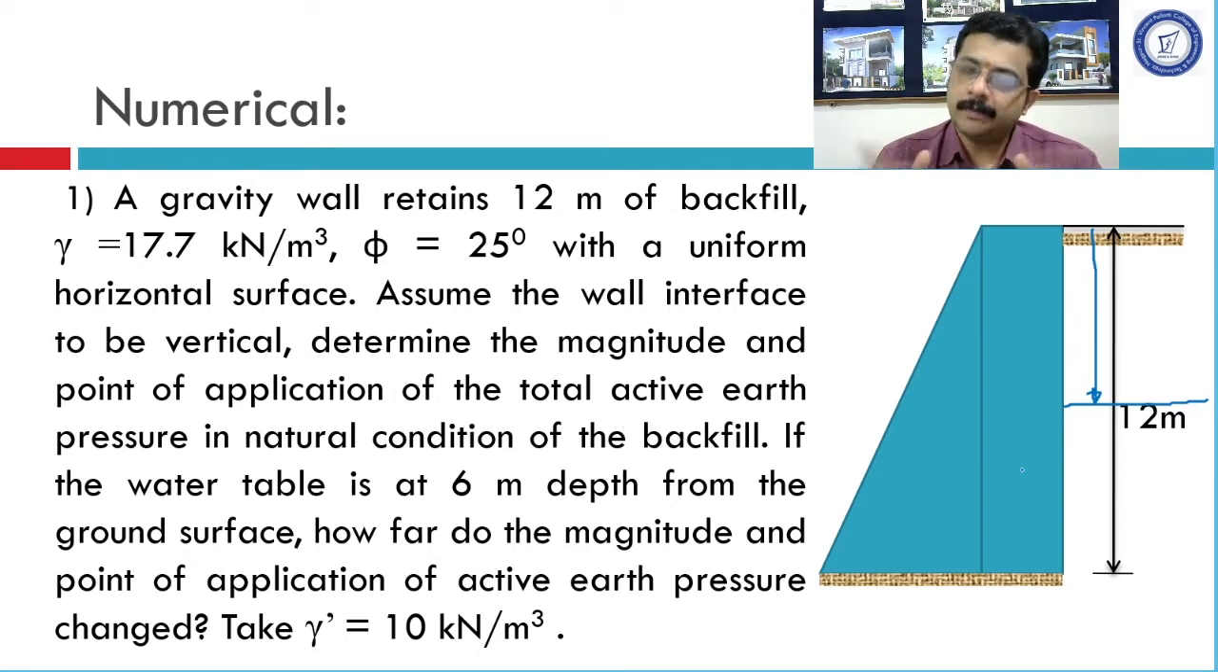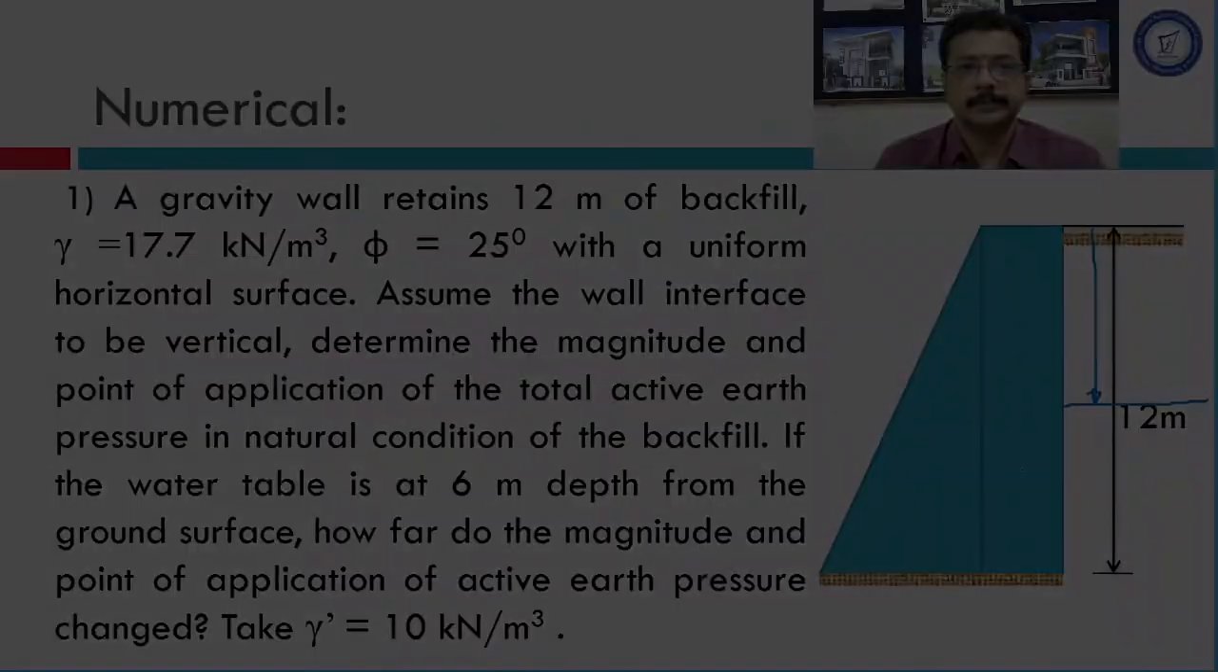Thereafter, we will compare the values. Value of total active earth pressure in condition 1 and its value in condition 2. What is the difference? That we will see. Second, when we will locate the point of application of active earth pressure in condition 1 and condition 2, what is the difference in the location? That also we will quantify. Alright, so let us go for the solution.